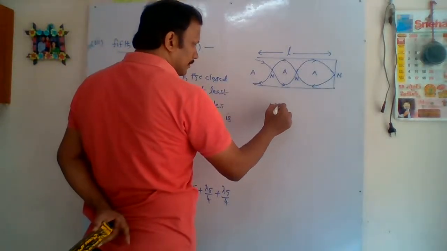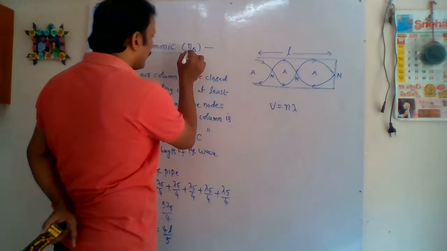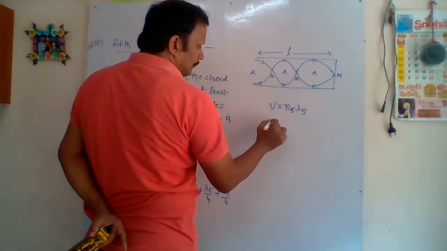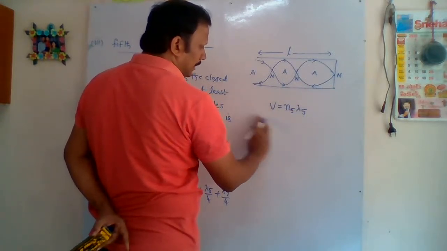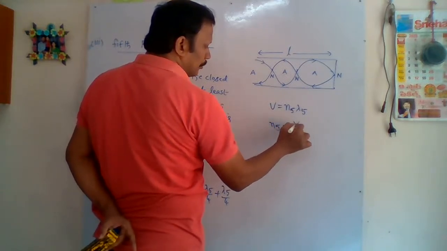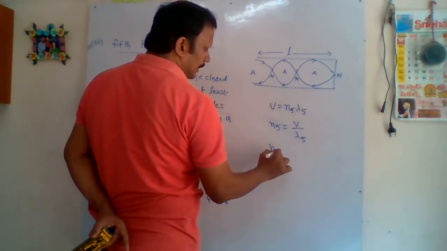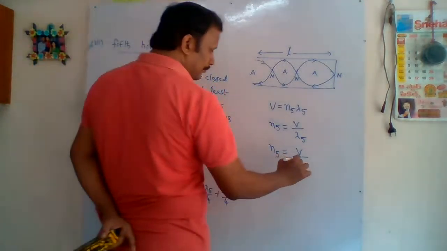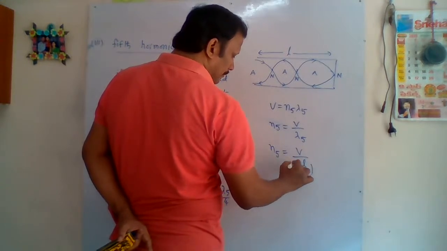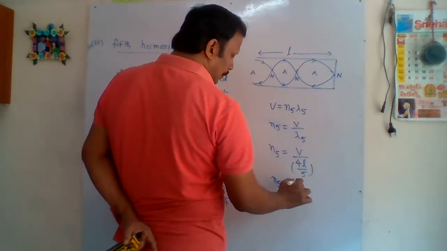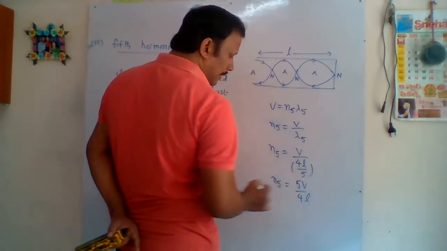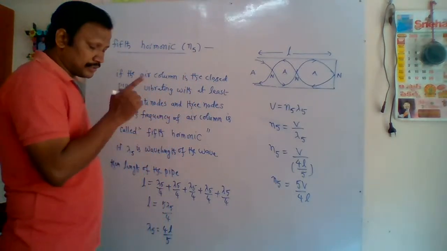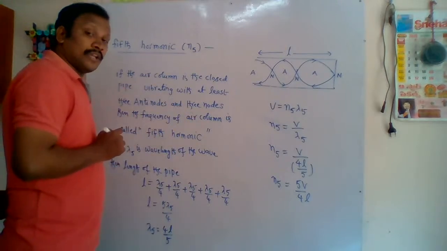But we know that V is equal to N lambda. N means what here? N5 into lambda 5. Therefore, N5 is equal to V by lambda 5, which is nothing but V by 4L by 5. Therefore, N5 is equal to 5V by 4L. First frequency, first harmonic: V by 4L. Second one: 3V by 4L. Third one: 5V by 4L.